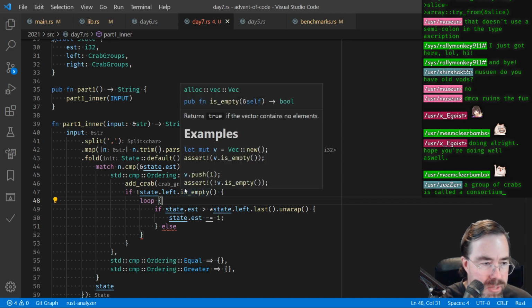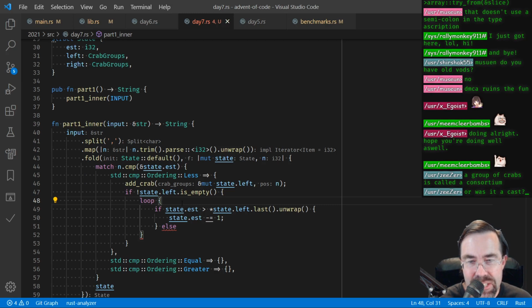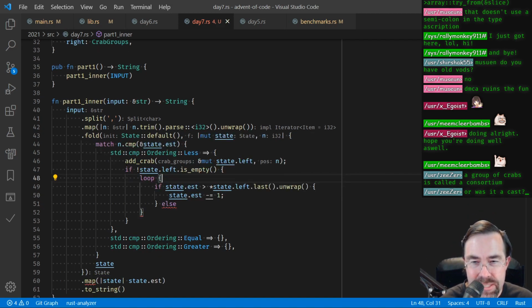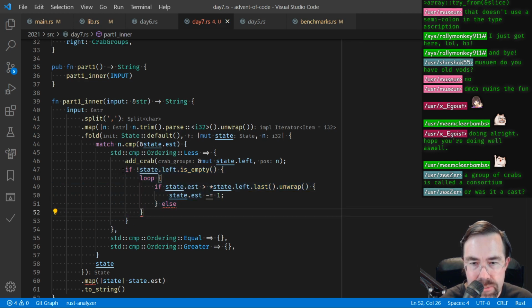A group of crabs is called a consortium. It's groups of groups, though. That's where I'm getting kind of stuck on it. Or was it a cast? This logic I'm not too sure about. So, this is just to avoid the unwrap, right?